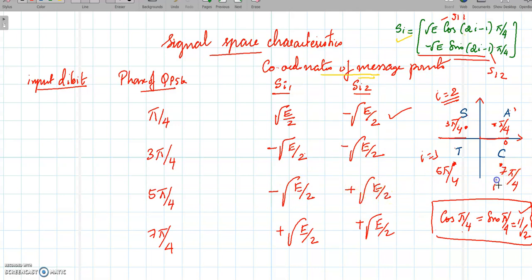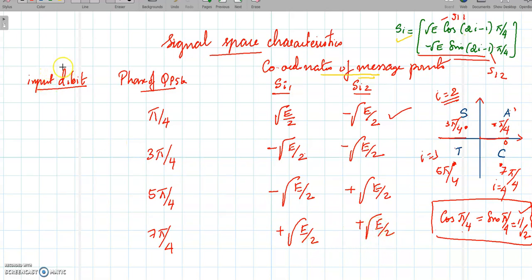Now you substitute i equal to 4, and you will be having cos 7π/4 and sin 7π/4. In this quadrant, by 'All Silver Tea Cups', cosine is the only positive one. So cosine is positive, which means you will be having plus √E by 2. Sine in this quadrant is negative, so negative of negative, you will be having positive √E by 2. So this is the coordinate.